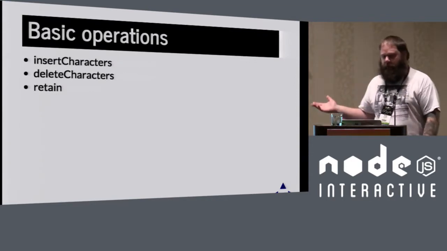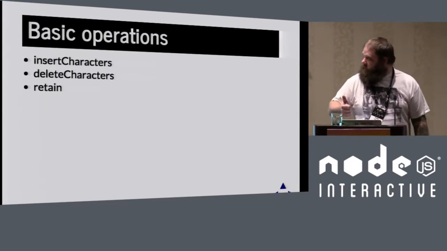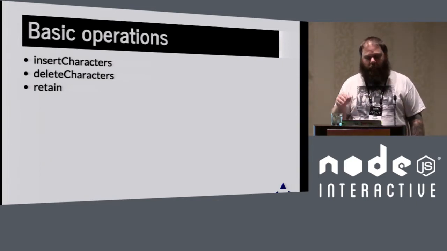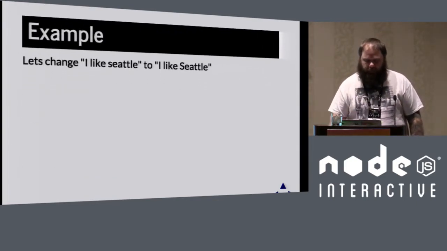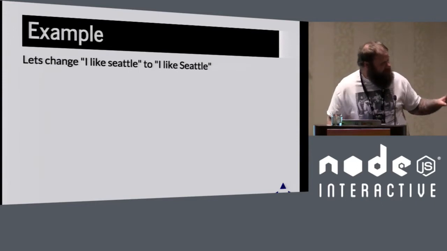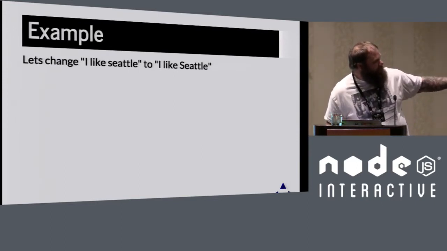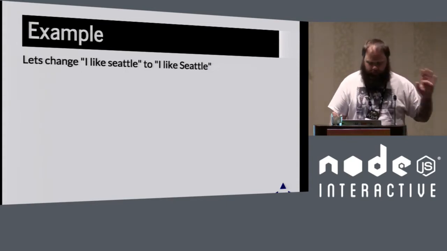So there's some basic operations. You can insert characters, you can delete characters, and you can retain. This is the most basic version of operational transform out there. So let's change an example. I just moved to Seattle, so there's a Seattle reference in here. Let's change "I like Seattle", and let's uppercase the S and be proper with grammar.